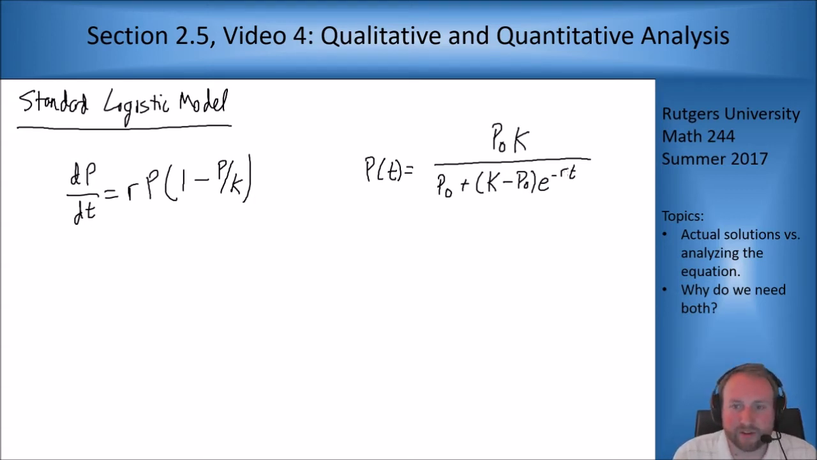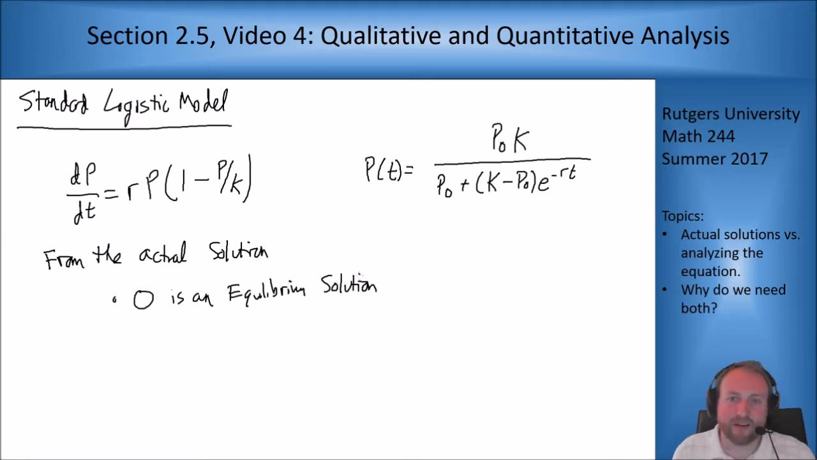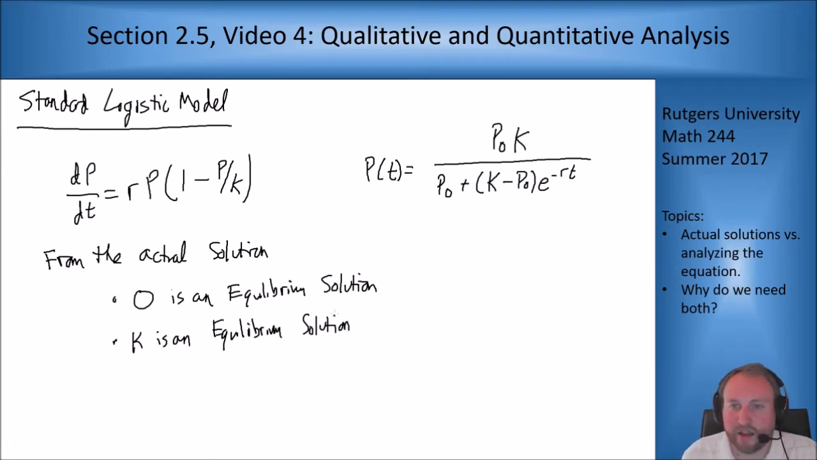Now, if we look at the actual solution, we can see that 0 is an equilibrium point. The way we see that is if we plug in P0 equals 0, it's just always 0 forever. And you can also see that K is an equilibrium solution. If we plug in K, then the term on the bottom where it depends on T is just 0 and it's just gone. So there's no dependence on T, it's just always going to be K for that.